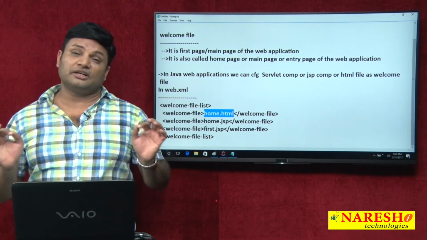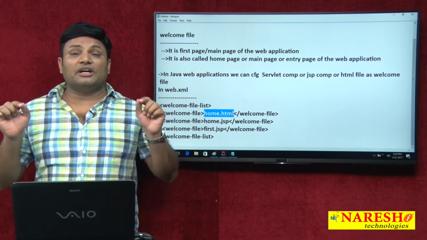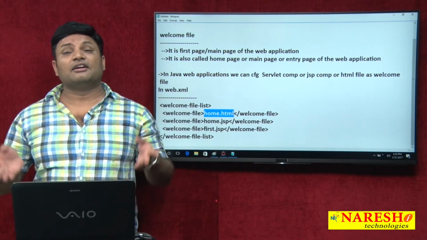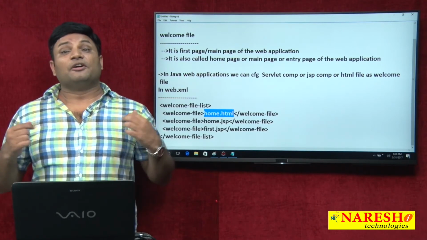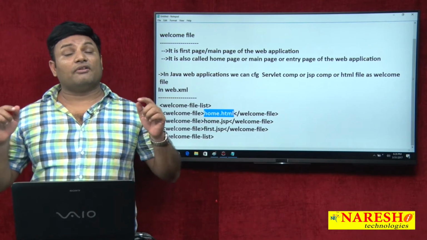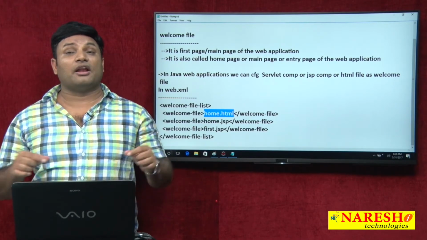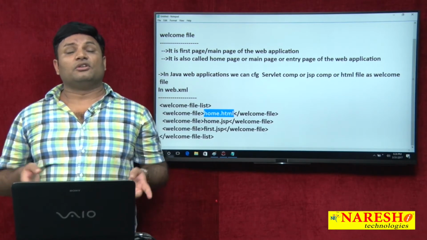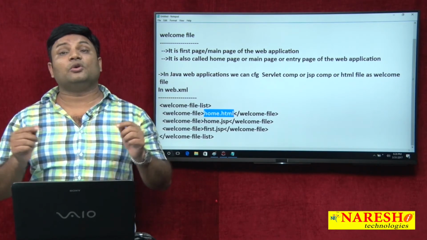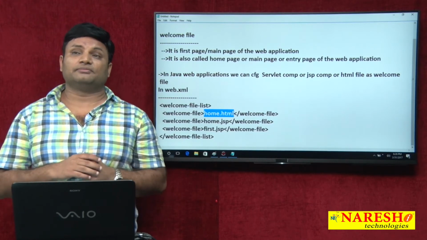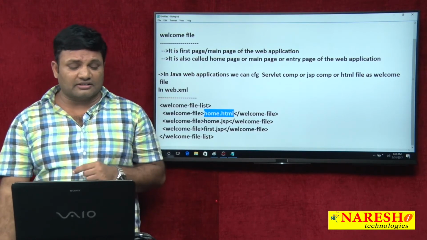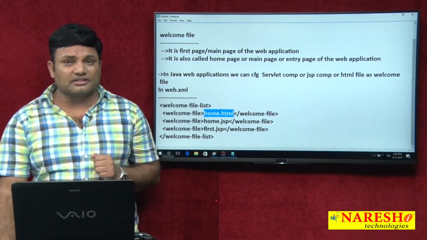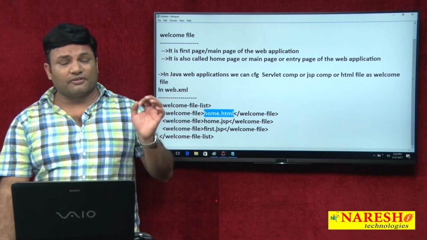Now listen to my statement. When multiple welcome files are configured, the underlying server or container picks up the welcome file based on what? Order of availability, order of configuration. First priority to order of configuration. Next priority to order of availability. I repeat, if all three files are there, first file. Second and third files are there, second file. First and third files are there, first file.